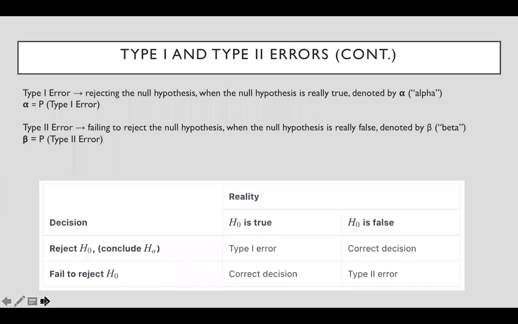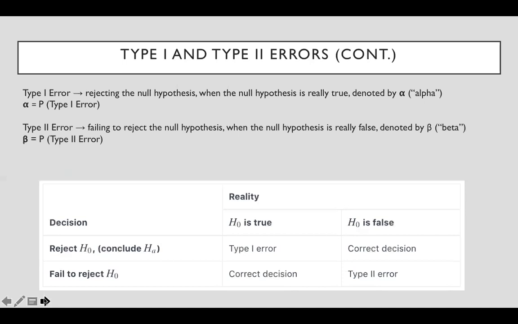So a type 1 error is when you reject the null hypothesis when the null hypothesis is really true. This is denoted by alpha, and your alpha is just your probability of a type 1 error. A type 2 error is when you fail to reject the null hypothesis when the null hypothesis is really false. This is denoted by beta, and beta is just the probability of a type 2 error.